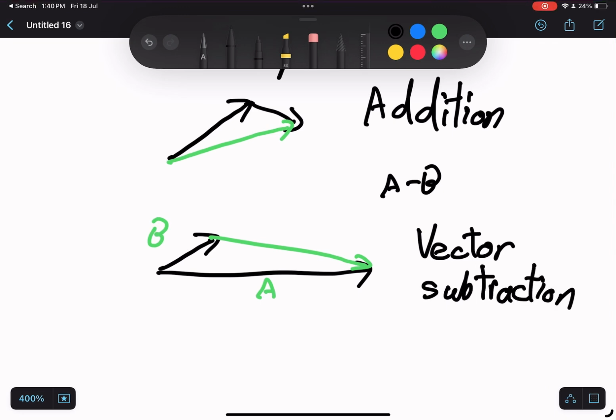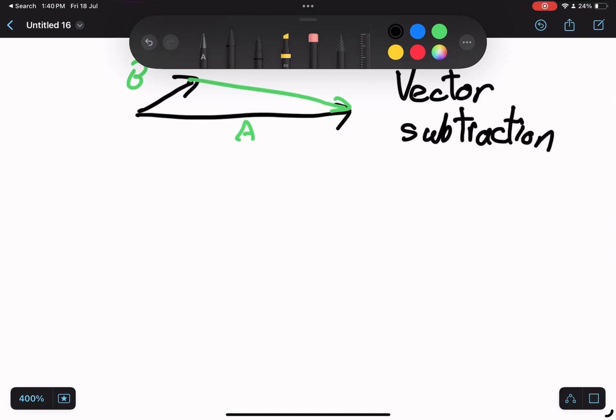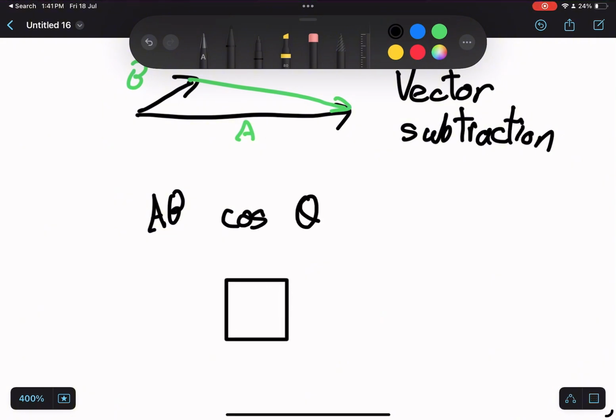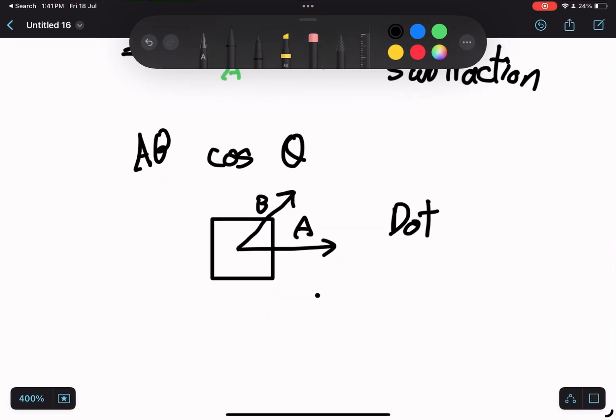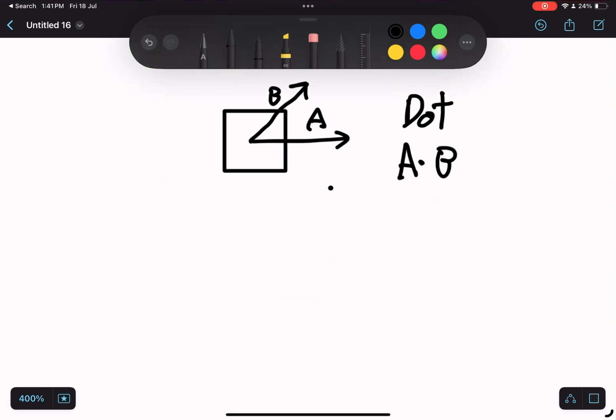Okay, now we have our more abstract concepts of dot products, which we can imagine with a box and some formulas which could be proved. AB cos theta, where we have a box moving in a direction, and then we have to see how much help is given with our vector of force, which is B. This is known as the dot product, which is written as A dot B.